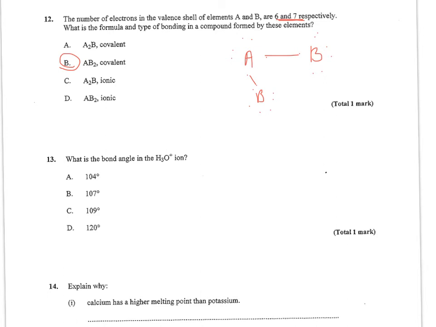Number 13 wants to know what's the bond angle in the H3O plus ion, and we've seen this a couple times in the tests, so if you don't remember, it's 3 hydrogens and a lone pair, so it's tetrahedral for the electron domain, but the shape is trigonal pyramidal. And trigonal pyramidal means it's going to be slightly closer together than the 109.5 that the tetrahedral would have. Not quite enough crowding from that lone pair to go much lower. So B, 107 would be our best choice.